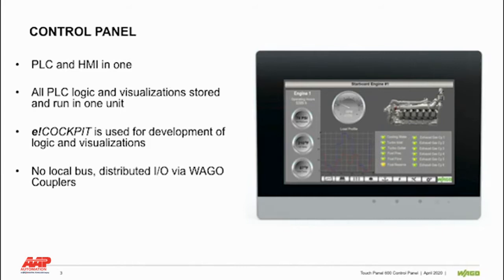And I would point out that the controller has a 4-core processor, each of which is running at 1 GHz, providing the user with high performance. And I note that the control panel does not have a local I/O bus. So for distributed I/O, the controller can be paired with a Wago coupler with an Ethernet-based protocol or perhaps a CANopen-based protocol.